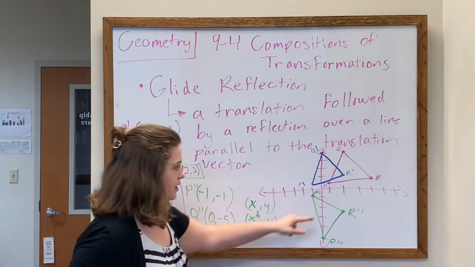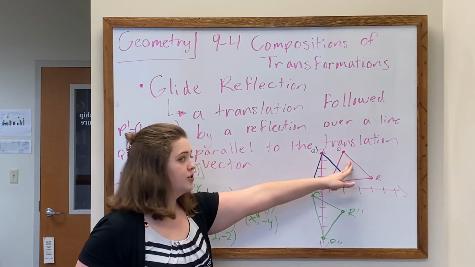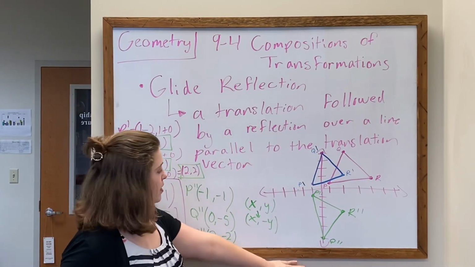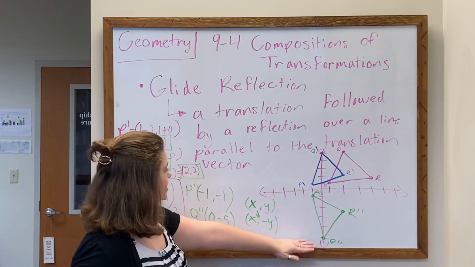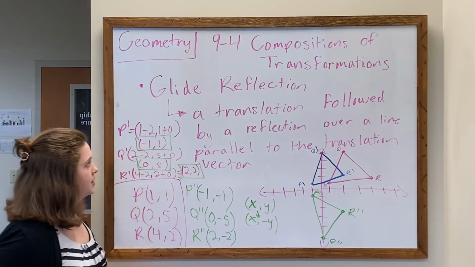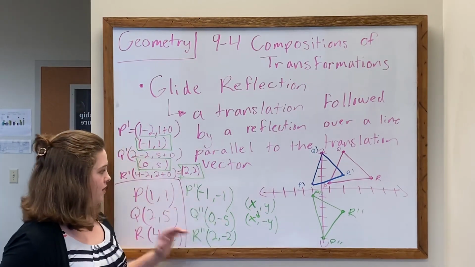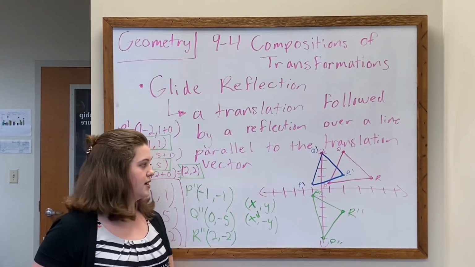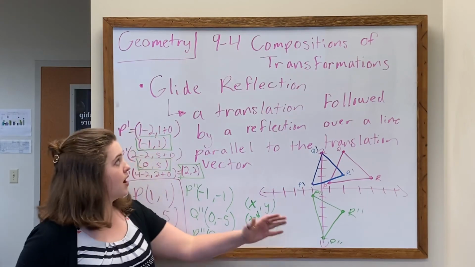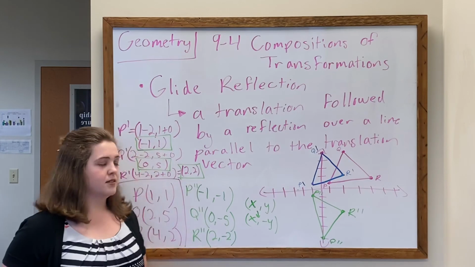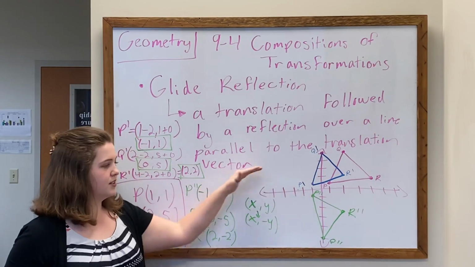This is taking our original triangle, translating it along a vector, and then reflecting it over the x-axis. Essentially, this is our glide reflection along that vector over the x-axis. A composition transformation had 2 steps: translation, then reflection.